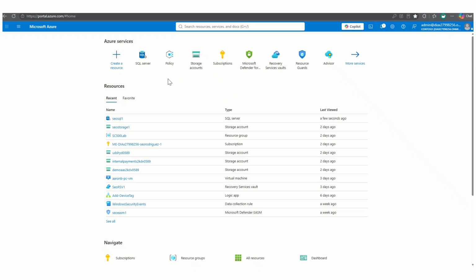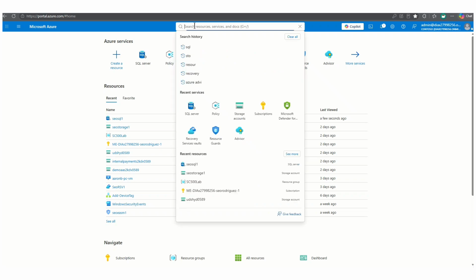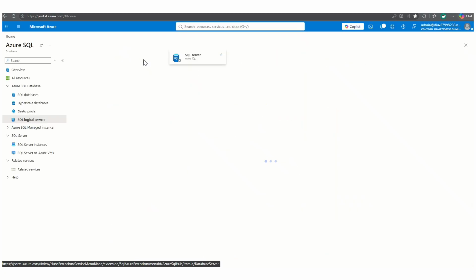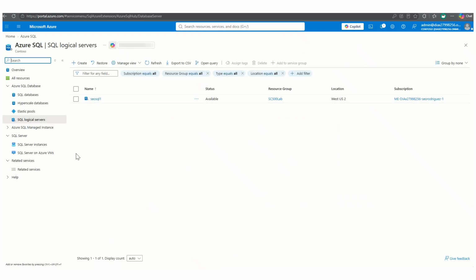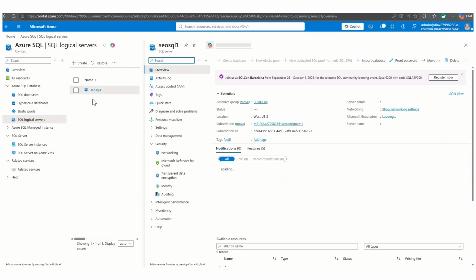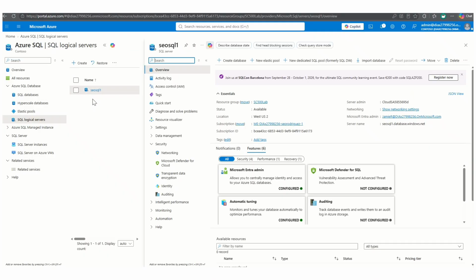Here we are at the Azure portal, portal.azure.com. As always, you can just search for SQL Server here, but since I already have it here, we can click on this. And we're looking at the logical servers at this time. And here is our server. And specifically, first of all, let's look at identity.